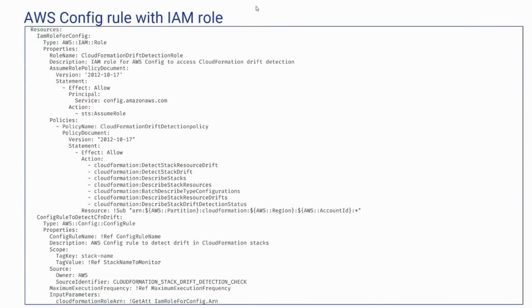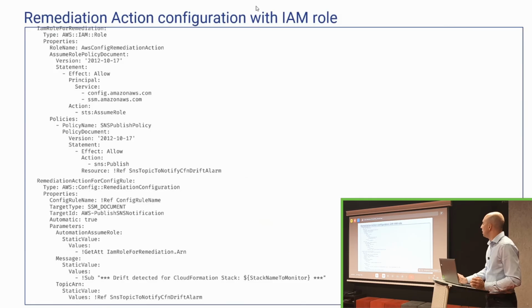Here is some IAM role for checking our CloudFormation stacks, and the Config rule. In this case, we are using the CloudFormation stack drift detection check rule from AWS, which does this check of our CloudFormation stacks. Next, we also have a remediation configuration, for what we should do if it happens.